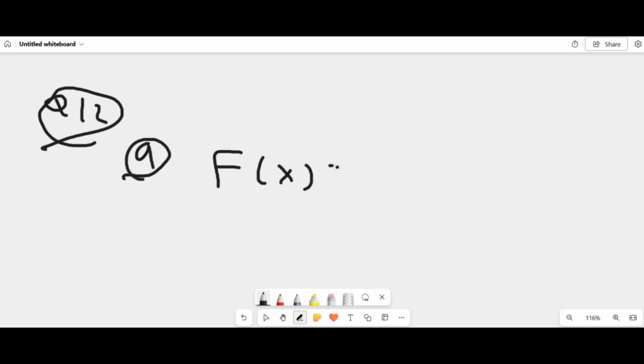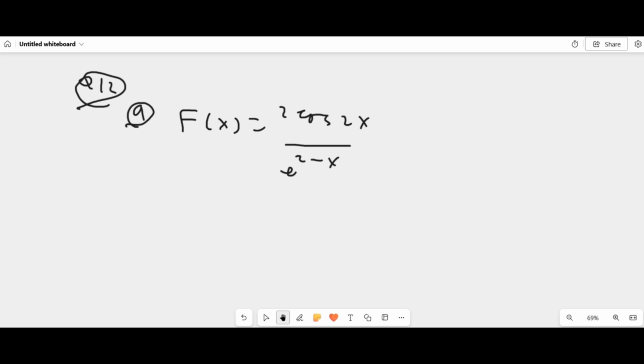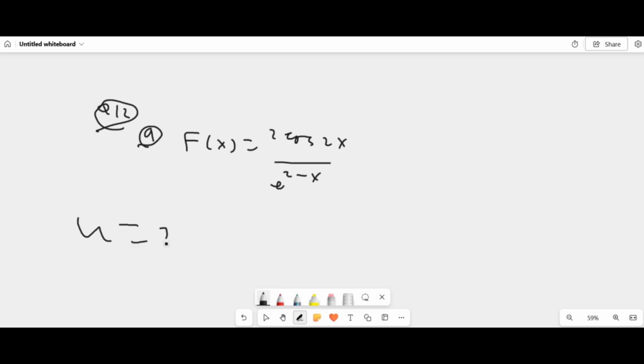Alright, safe. So f of x here is going to be equal to 2 cos 2x over e to the power 2 minus x. Alright, safe. The u is going to be 2 cos 2x here. The v is going to be e to the power 2 minus x here.